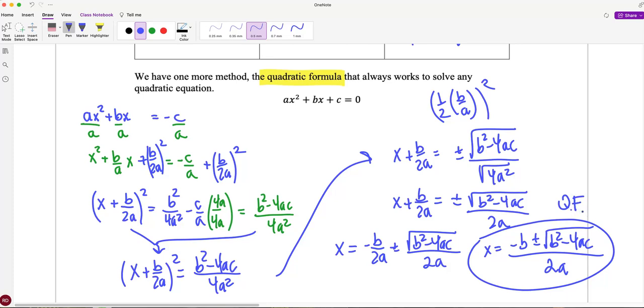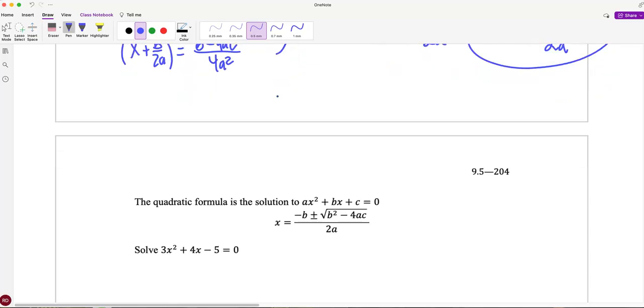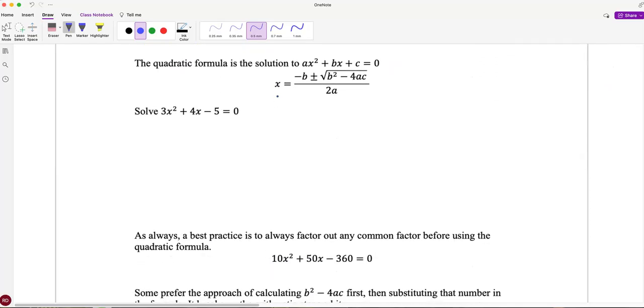So this is a way of solving any equation that looks like this for x without factoring, without completing the square, without taking square roots. It's just a formula where I plug in the numbers. So here's my quadratic formula. x is negative b plus or minus the square root of b squared minus 4ac, over 2a. So in this problem, a is 3, b is 4, c is negative 5.